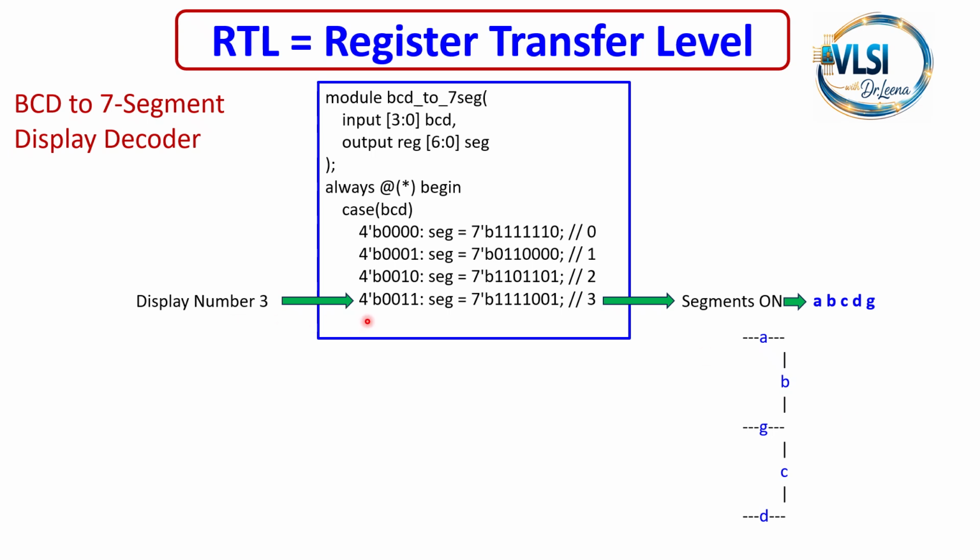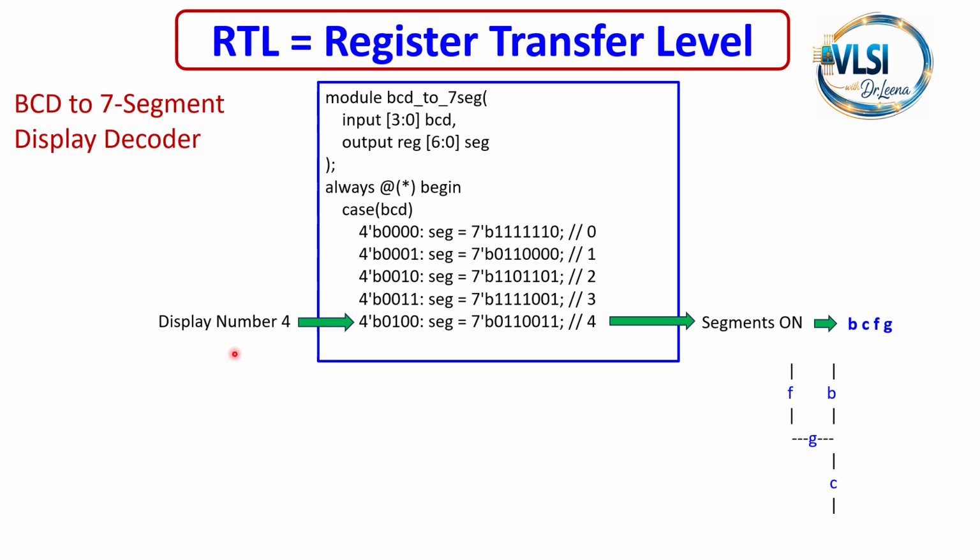For that, we are giving 4-bit binary 0011 and here the segment will be 7-bit binary 11110001. That is, it gives the number 3. Here the segments on are A, B, C, D is on, E and F are off, and G is on. That is A, B, C, D, G, and it is giving the pattern 3.